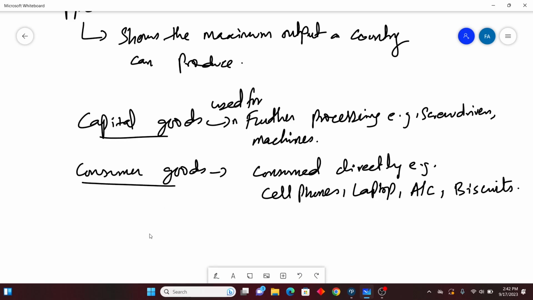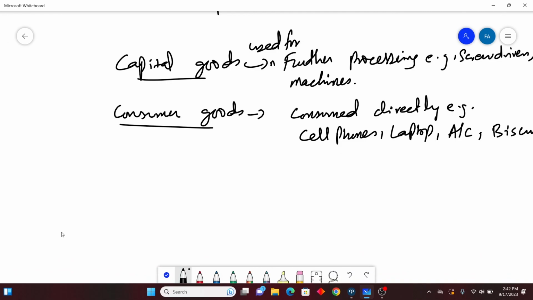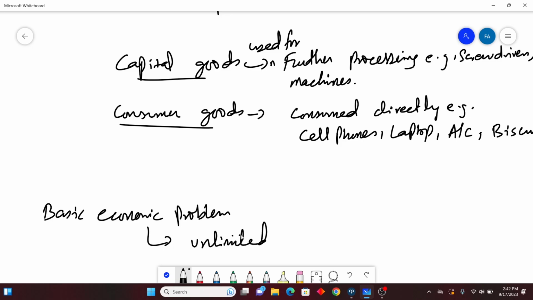If we go backwards, the concept arises from the basic economic problem. I hope you all have learned the basic economic problem. What is the basic economic problem? It says you have unlimited wants versus limited resources. So you cannot satisfy all your wants. That is the basic problem, and that's why we are studying economics.